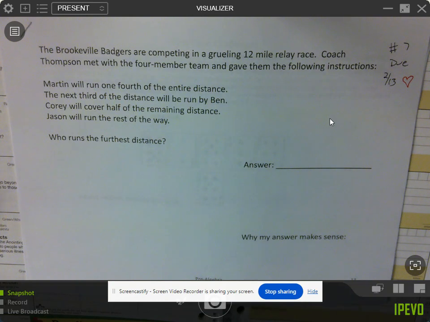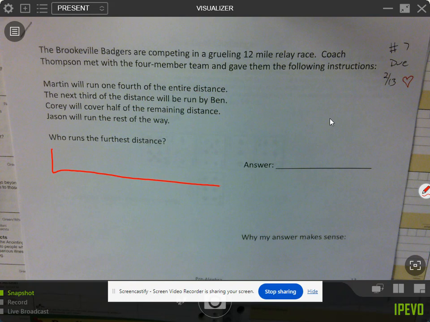Our first page says, the Brookville Badgers are competing in a grueling 12-mile relay race. Coach Thompson met with the 4-member team and gave them the following instructions. Martin will run 1/4 the entire distance.